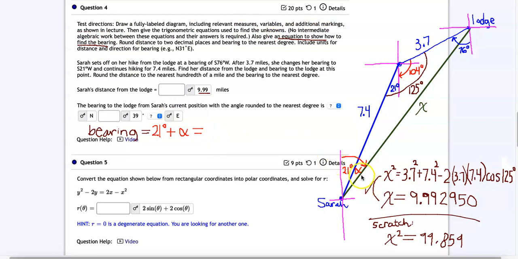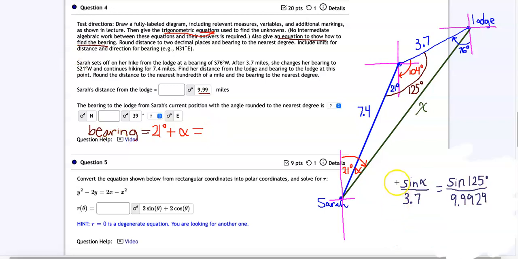So next I need to find alpha, and this is where the other trig equation comes into play. That equation is sine alpha divided by 3.7 is equal to sine 125 over 9.9929. So when you cross multiply, you get sine of alpha. Sine of alpha is equal to 0.3033. Now this is optional work. I set up here that you can go straight from the trig equation right to the unknowns. And so alpha is the unknown, therefore this intermediate line is optional, but it is recommended. So I would say try to show it if you can.